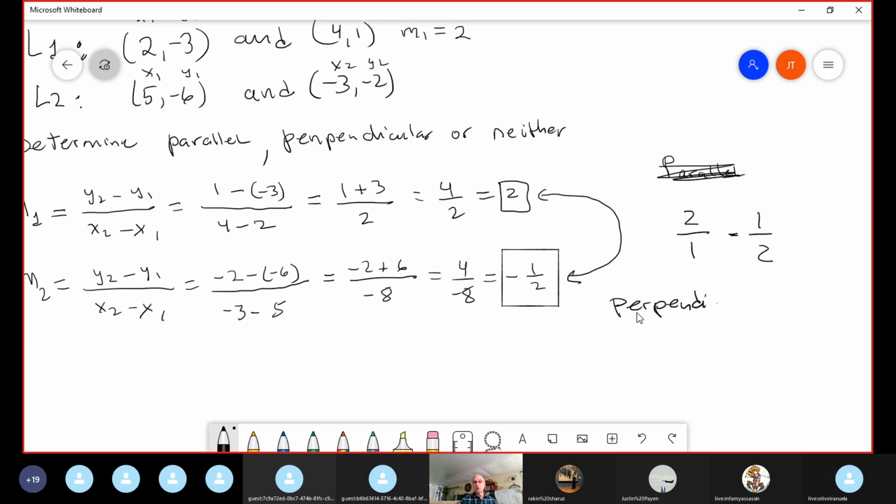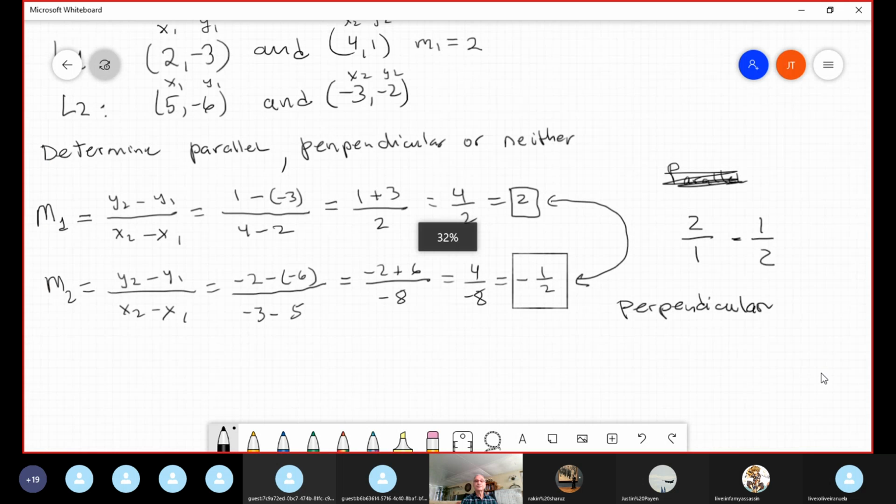So, in the document P1, P2, P3, we study in detail several cases, and you compare both slopes and find your own conclusion whether it's perpendicular, parallel, or neither. Any question?